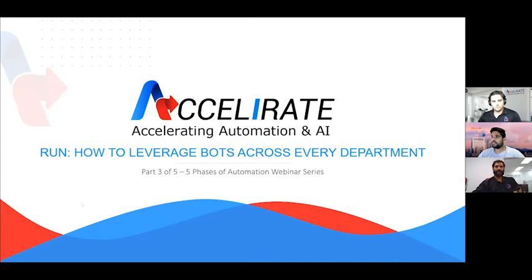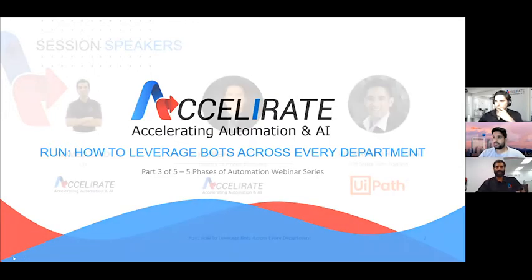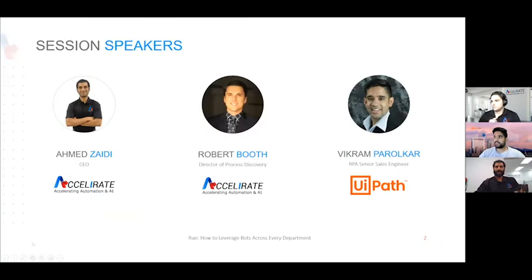This is part 3 of our series of webinars that we've been doing on the various phases or areas within automation. Today, I am Ahmed Zaidi, the Chief Automation Officer and CEO here at Accelirate. It's an honor to be hosting our partner UiPath, Vikram Parolkar, representing UiPath, which is the leading vendor for RPA software in the world, as well as Robert Booth, who's Director of Process Discovery here at Accelirate.